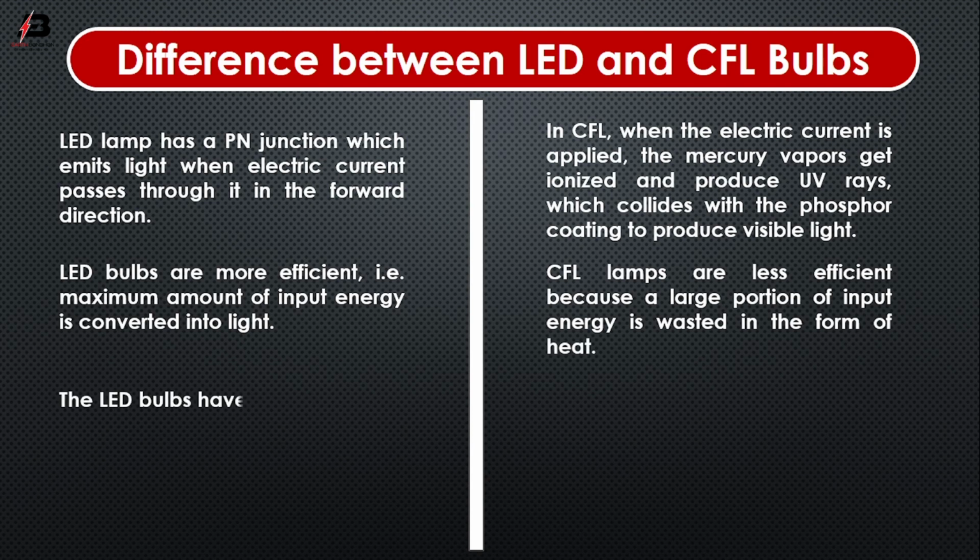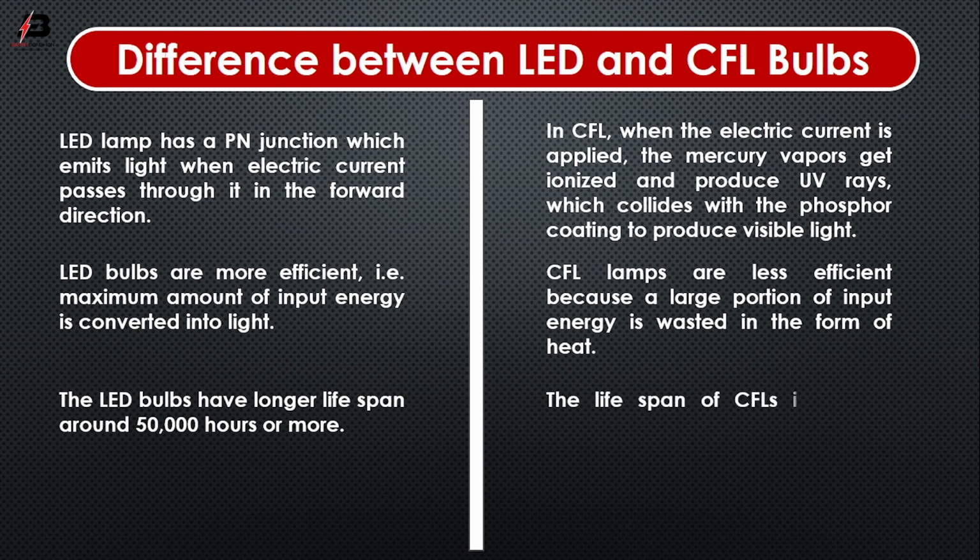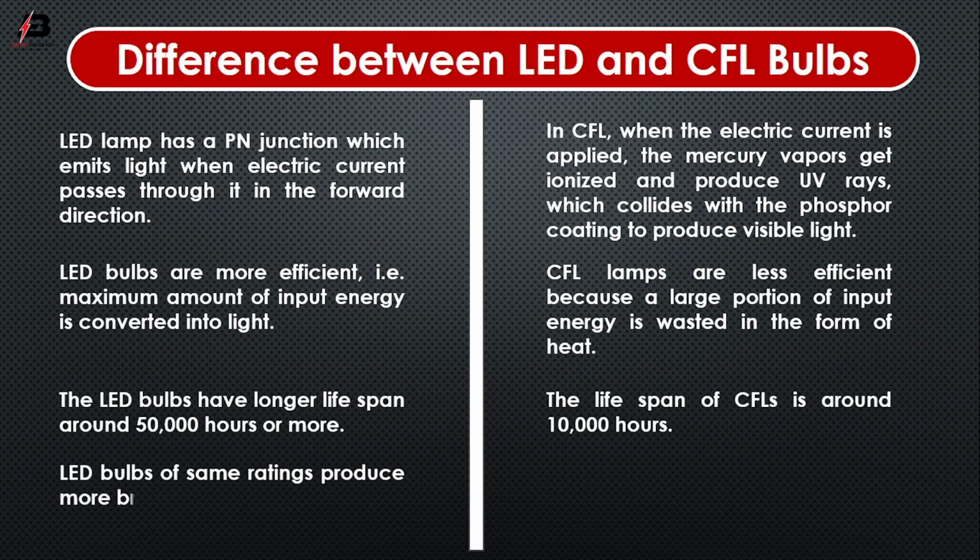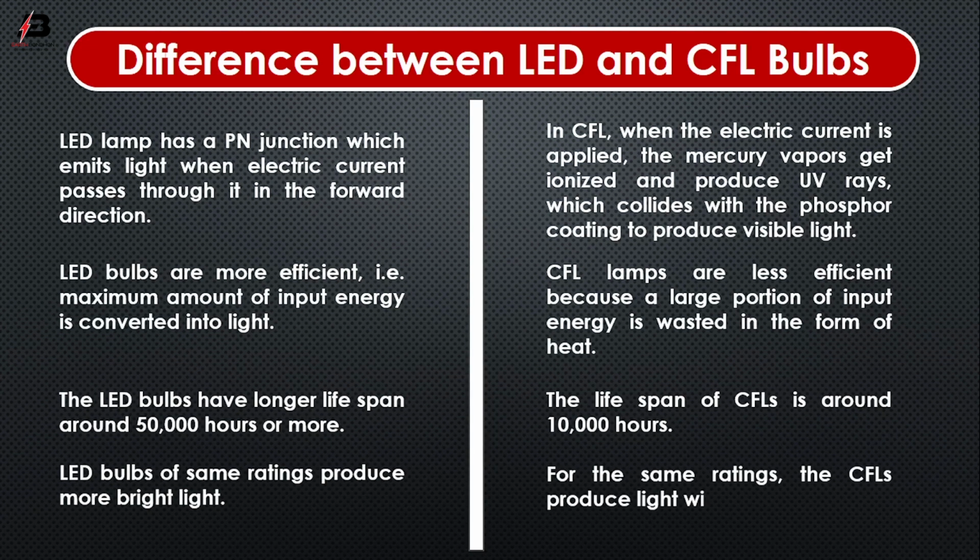The LED bulbs have a longer life span, around 50,000 hours or more. The lifespan of CFL is around 10,000 hours. An LED bulb of the same rating produces more bright light. For the same rating, the CFL produces light with less brightness.